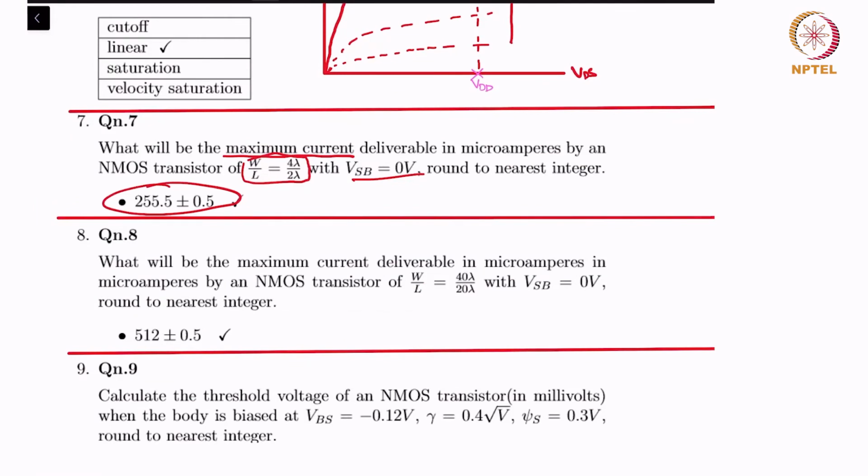In question 8, we are asked what the maximum current is again, except the length is now 20 lambda. W by L is still the same, but since it is now a long channel transistor, we'll have no channel length modulation, and also we'll have that VD sat n is greater than any possible VGS minus VTN and VDS, right? So it's not going to be included in that Vmin expression.